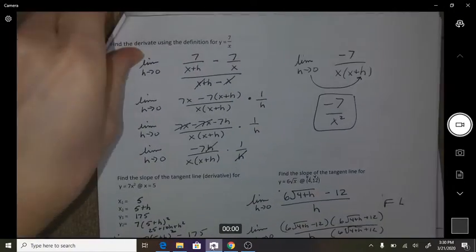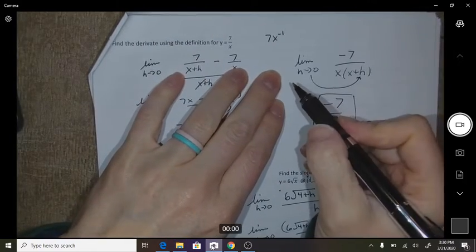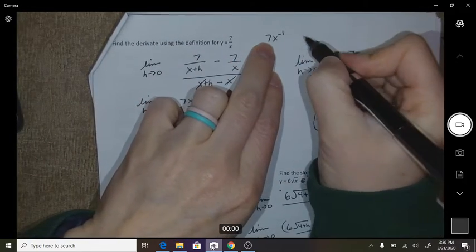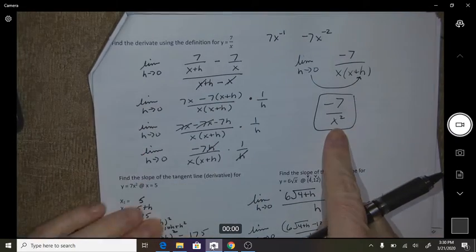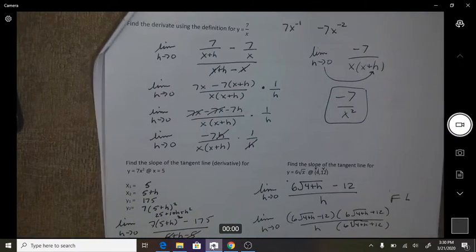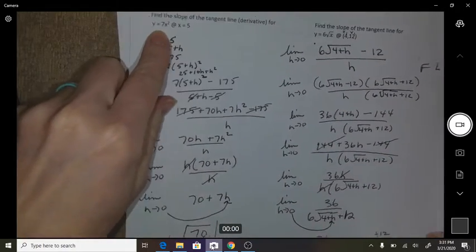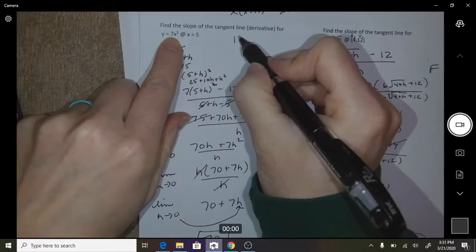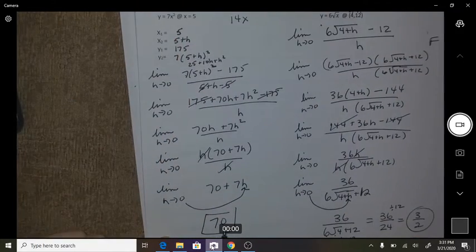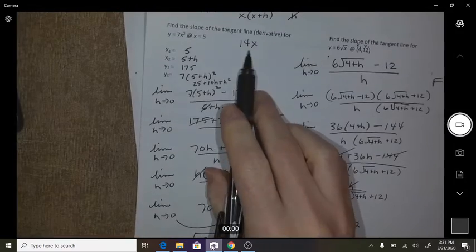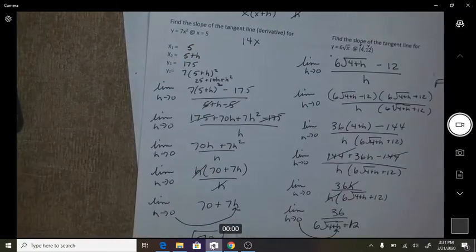And this one we did it the long way. This is 7x to the negative 1. So if I use the rule, that's negative 7x to the negative 2. And that's what we got. So here, 7x squared, if we apply the rule, it should be 14x. Well, we got 70, and the reason we have 70 is because 14 times 5, that's the x value, is 70.